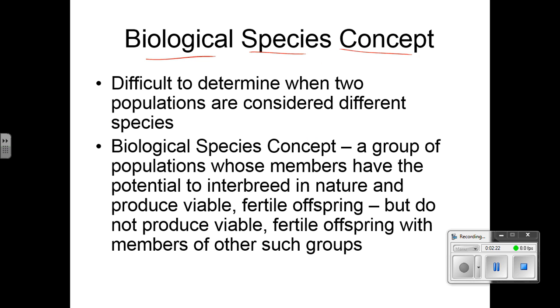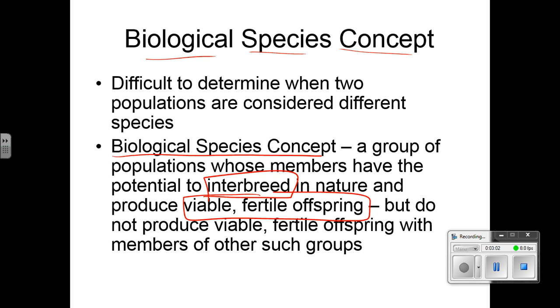Biological species concept. Before we talk too much about speciation, we have to really define what a species is. But it's really difficult to define when two populations are actually considered species. Sometimes when you look at them, they look very similar, and so you think they are the same species. But scientists have different ways of defining what we consider separate species. And the one that biologists use is called the biological species concept. This concept goes on the basis of a group of populations whose members have the potential to interbreed in nature and produce viable, fertile offspring.